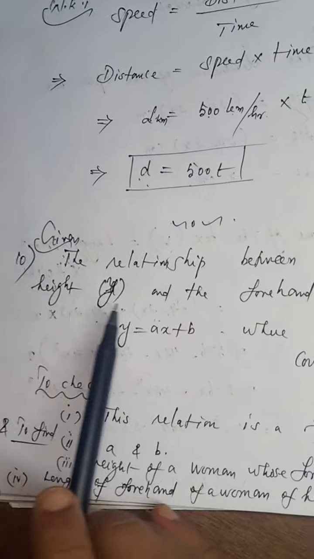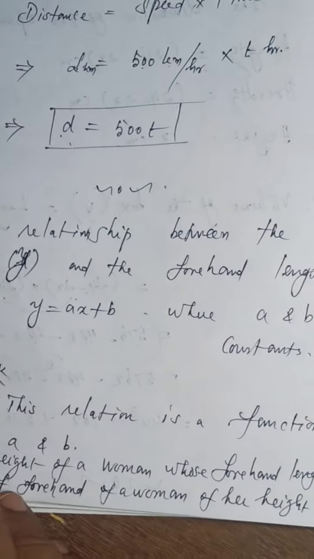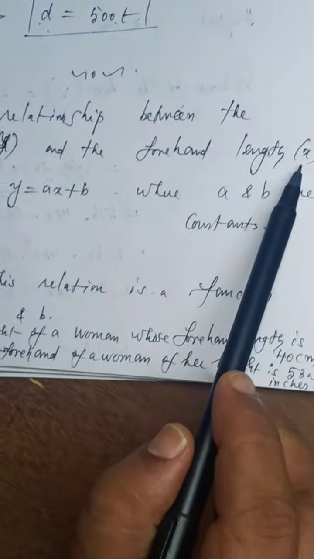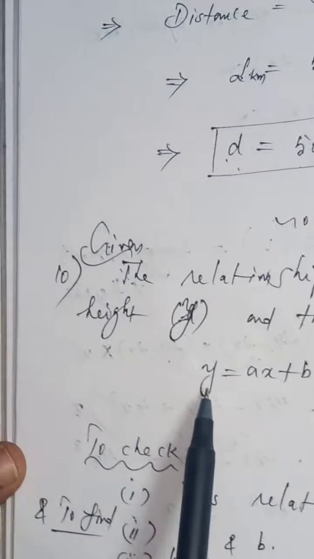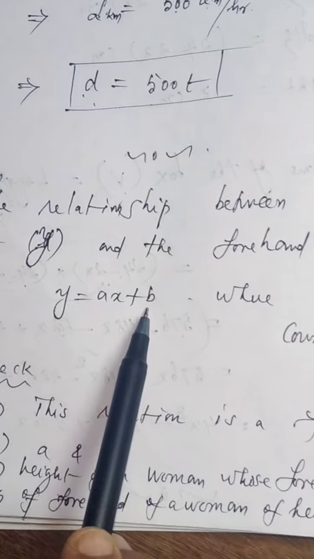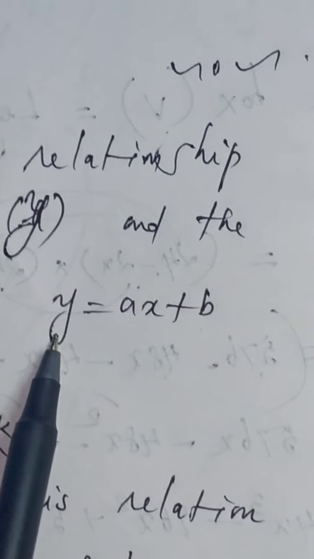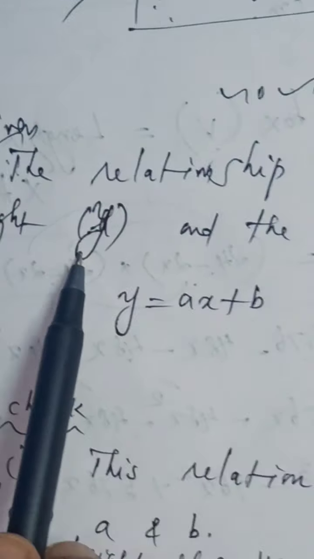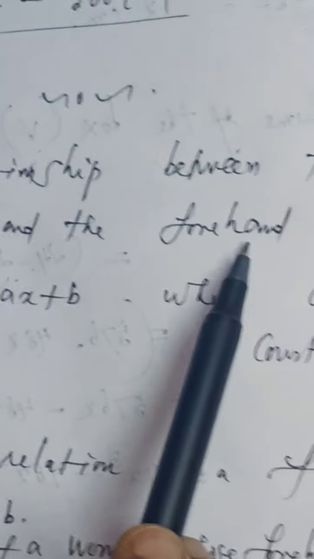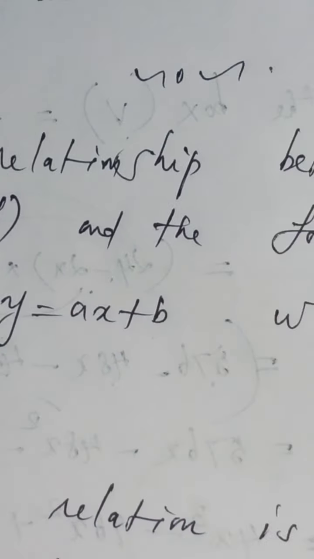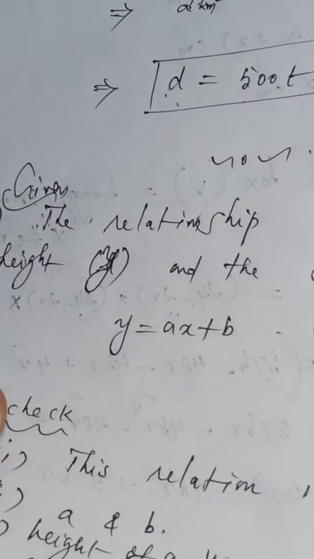Problem number 10. What is given: the relationship between the height y and the forehand length x of a woman is y equals ax plus b, where a and b are constants. So in this relation, y represents height of a woman and x represents forehand length of a woman. First we can verify the relation is a function or not. Can go for arrow diagram. Subdivision number 1, arrow diagram.